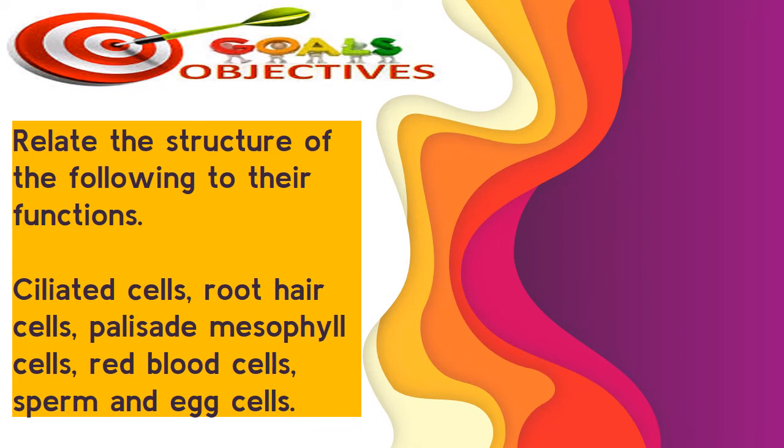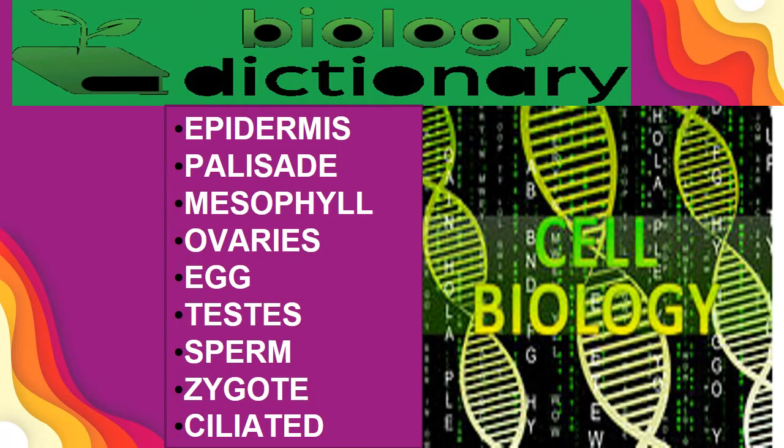Our objective is to relate the structure of the following to their functions: ciliated cells, root hair cells, palisade mesophyll cells, red blood cells, sperm and egg cells. Today, you will understand these biological terms when I will be explaining the upcoming slides.